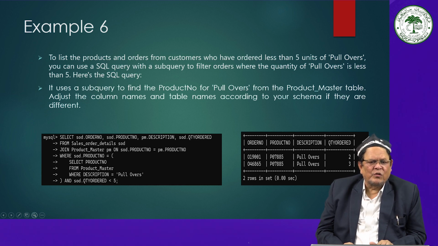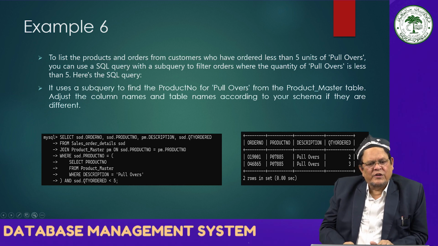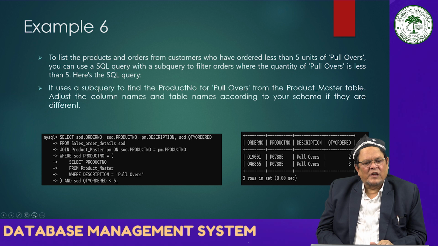So here we have to write for that. Select order number from SOD, product number from SOD, the description from product master, and quantity ordered from SOD. The table name is sales order details, SOD. Then you have to join product master PM on product number from SOD equal to product number from PM.